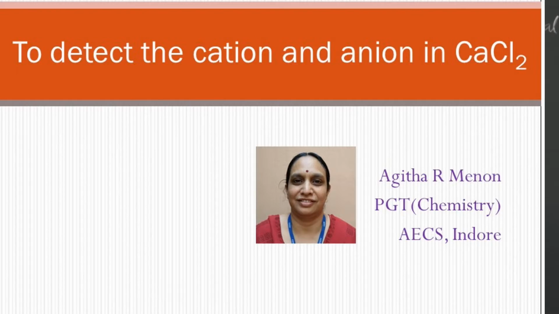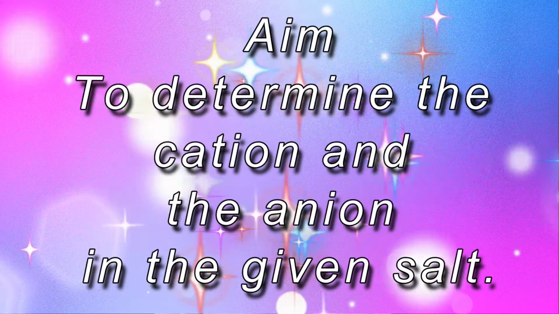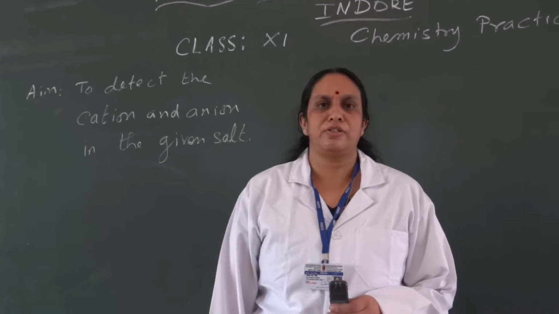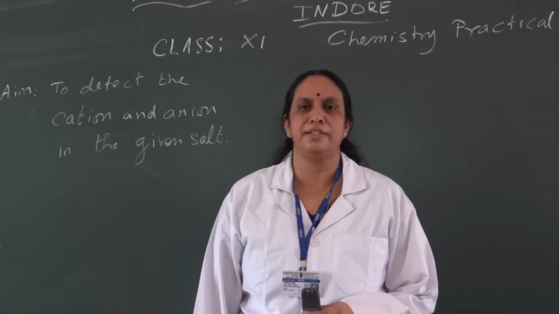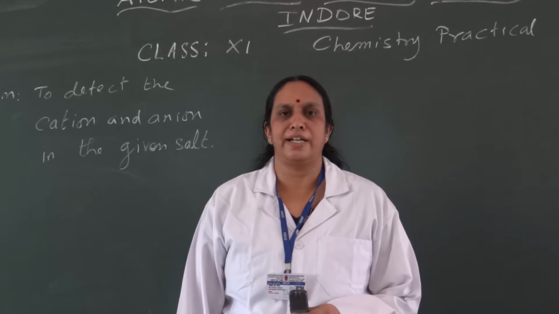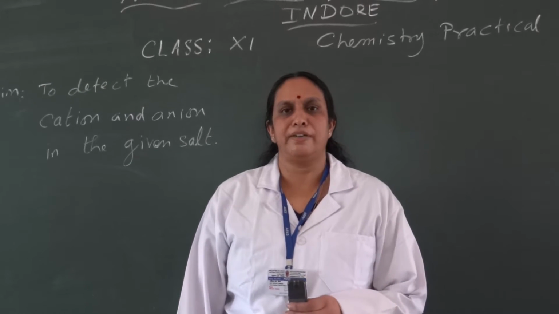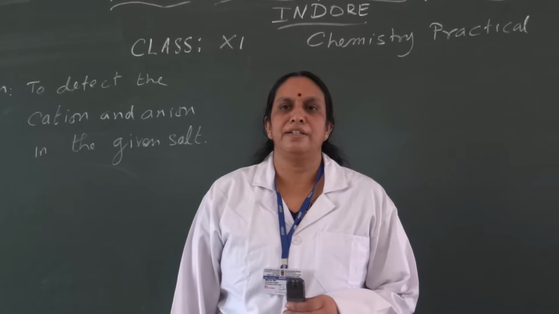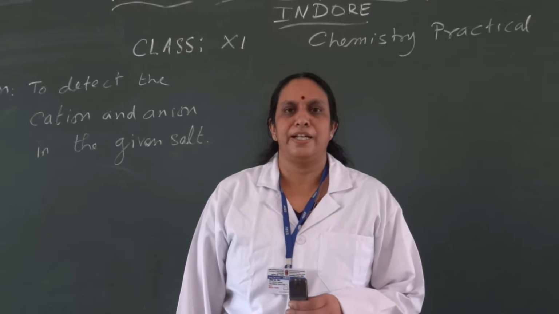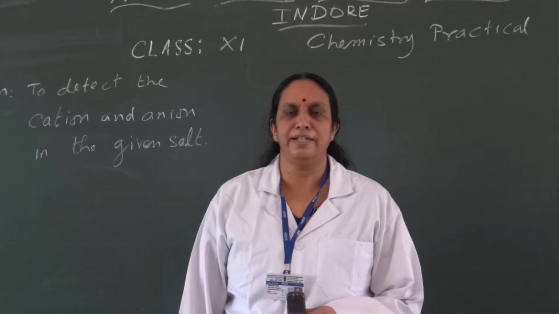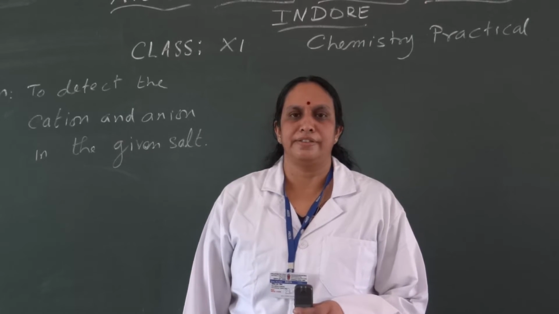In this video, I will show you how to detect the presence of cation and anion in a given salt. Ionic salts dissociate into ions and they have one cation and one anion. They will give their respective tests with certain chemical reagents, and I will show you how we can detect a particular cation and an anion in a salt given.